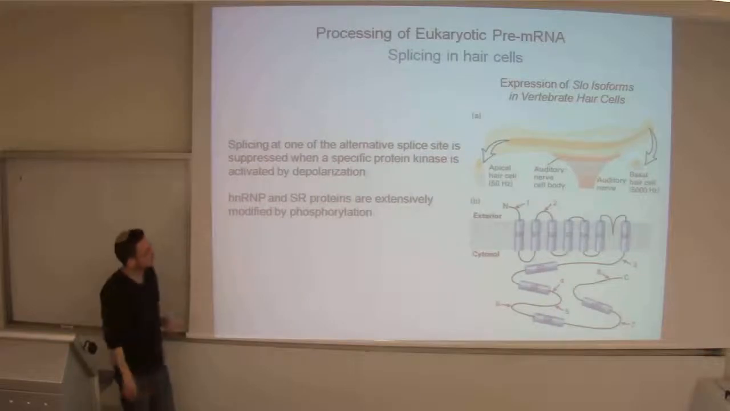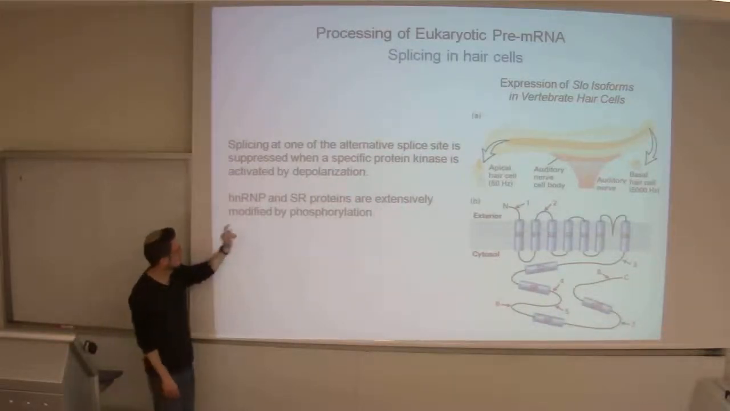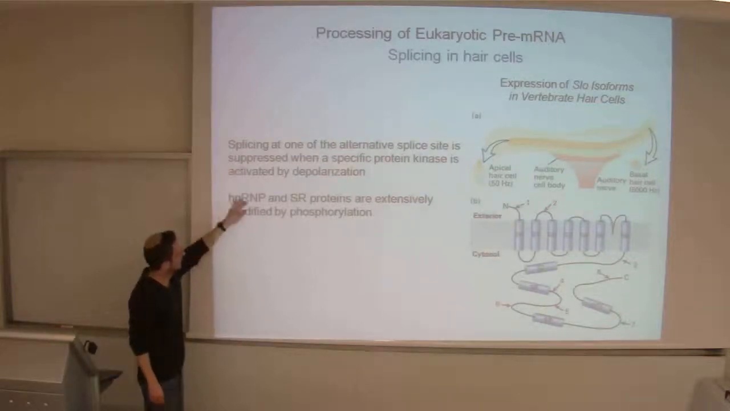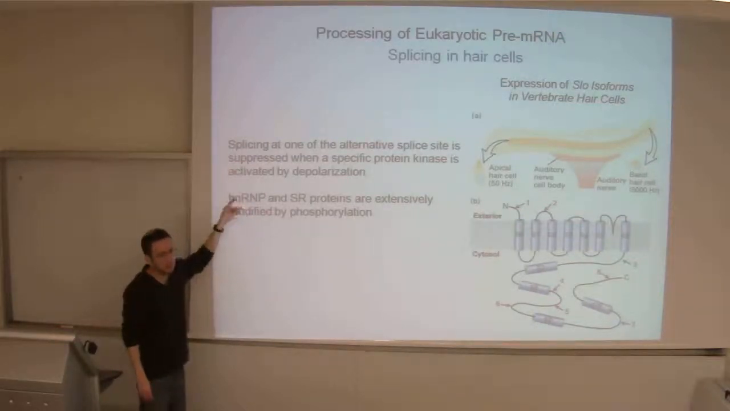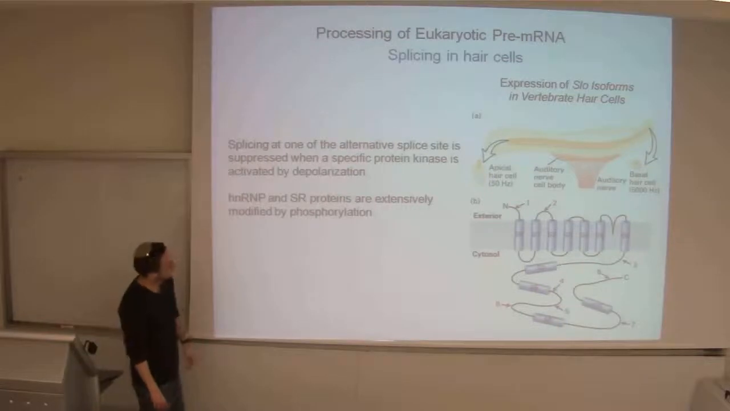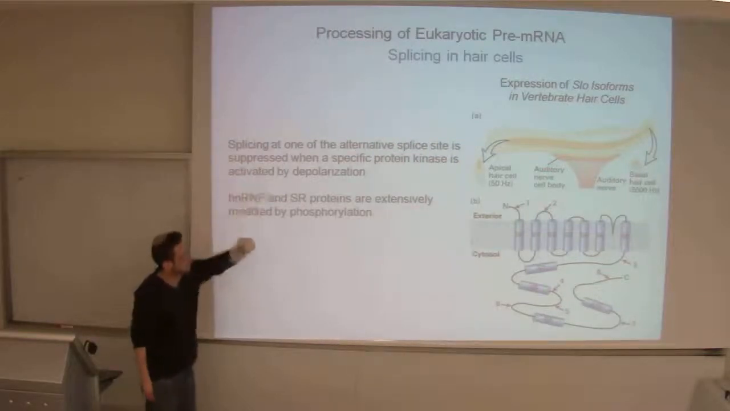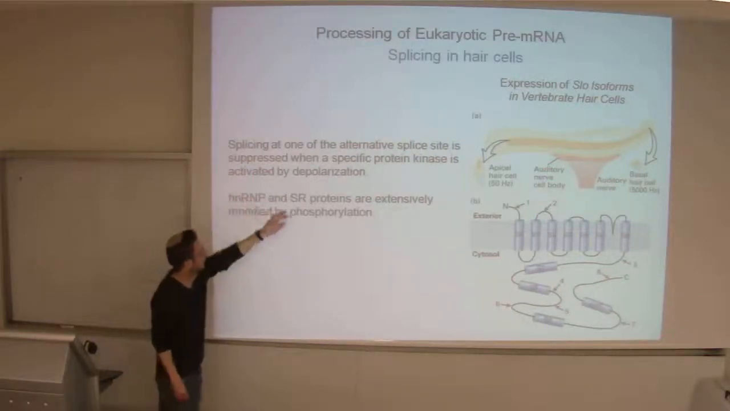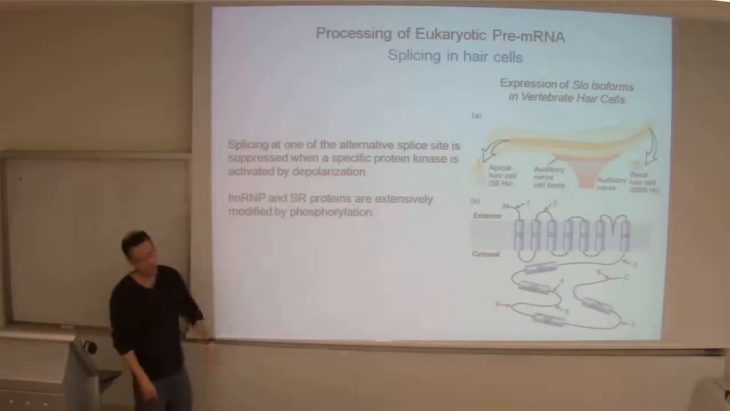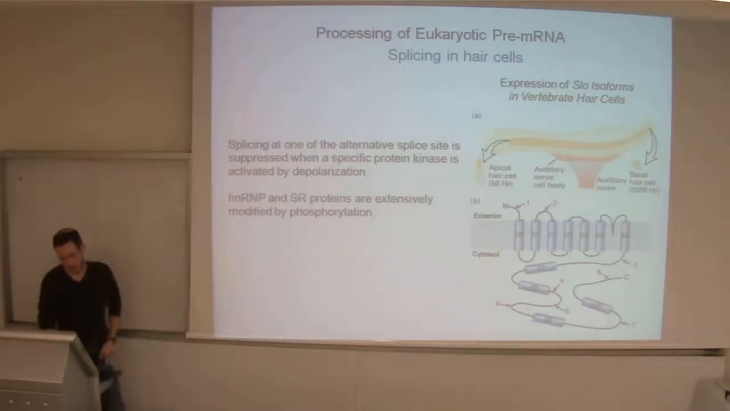Okay, it also fits with the fact that hnRNP and SR proteins are extensively modified by phosphorylation. These are, as we've seen, splicing effectors. So, again, it is not fully proved, but the idea is that depolarization will activate certain kinases, which will activate certain splicing factors, and hence will change the splicing status.